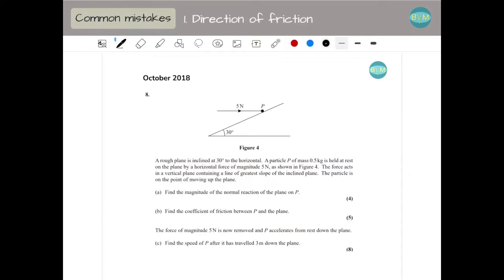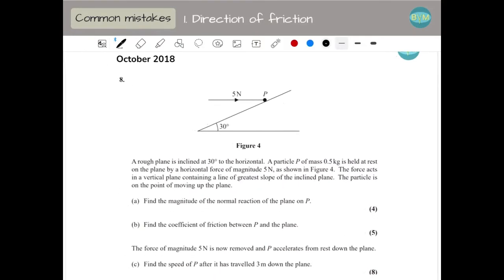You have a rough plane, so you will have friction, inclined 30 degrees with the horizontal, and then you have a particle P. You know the mass, is held at rest on the plane by a horizontal force of magnitude 5 newtons. So this is holding our particle here at rest because otherwise it will probably slip down. The force acts in a vertical plane.